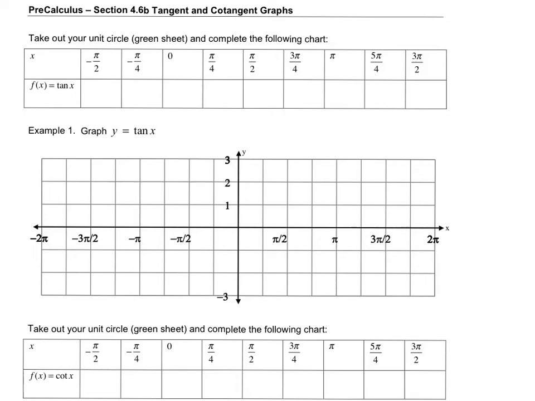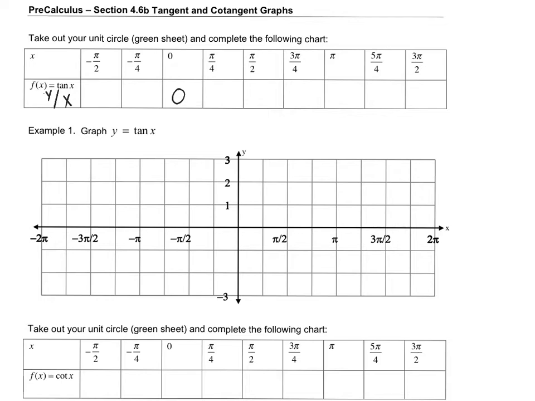In section 4.6b, we're going to be graphing tangent and cotangent functions. So, using our unit circle, we're going to complete this chart, and when we do that, we're going to remember that tangent of x, when we're on our unit circle, is y over x. We're actually going to start at 0. When we are at 0 degrees, or 0 radians, my y value is 0, and my x value is 1. So my tangent, 0 divided by 1, is 0.